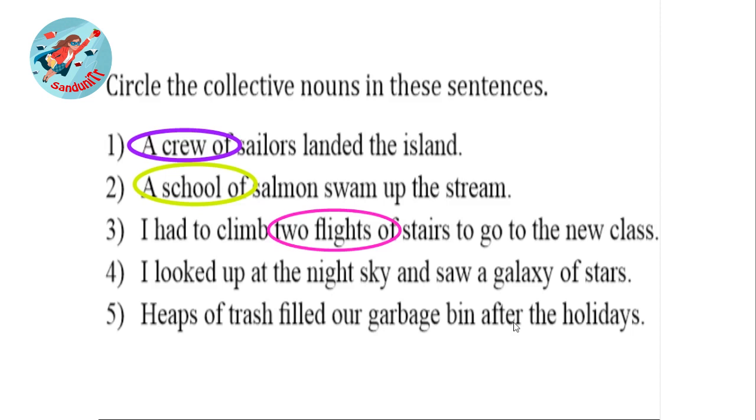Number 4, I looked up at the night sky and saw a galaxy of stars. So, what is the collective noun mentioned in this sentence? That is a galaxy of. Number 5. Heaps of trash filled our garbage bin after the holidays. So, the correct answer is heaps of.